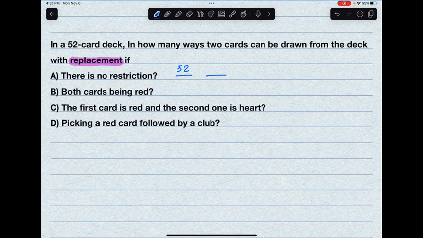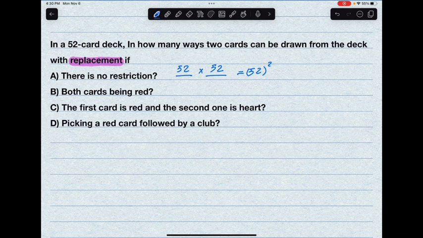And how many for the second one? It's again 52. Because when we pick the first one, we have 52 choices. We put it back in the cards, and for the second one, we again have the 52 choices. So the answer is 52 by 52, which is 52 squared.